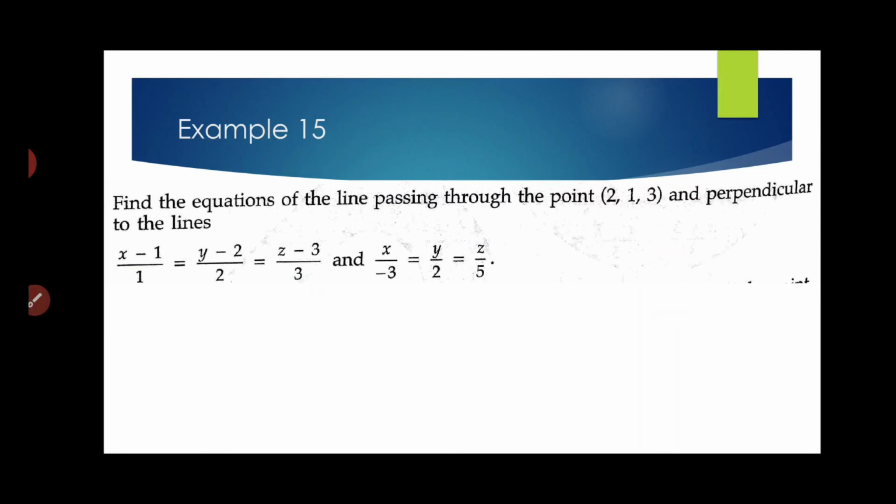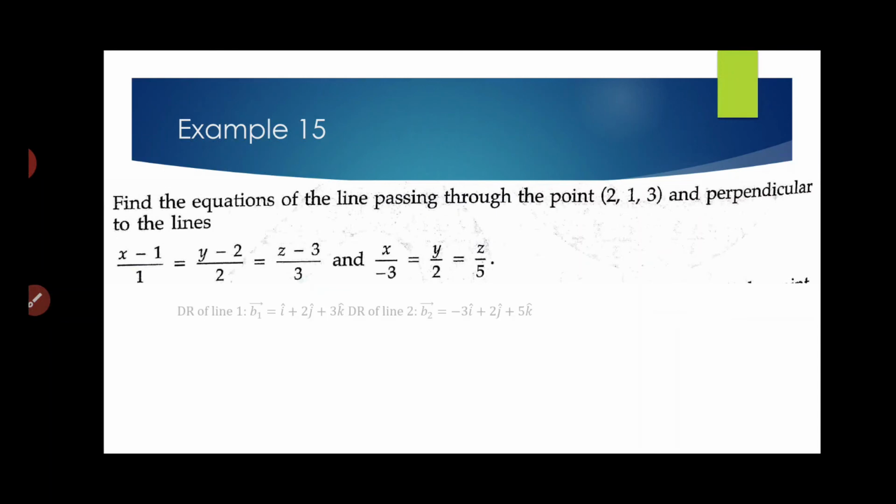Next, find the equation of the line passing through the point 2, 1 and 3 and perpendicular to the lines this and this. Now here, you are given that the straight line is passing through a single point, and also that it is perpendicular to two lines. Now I know that if anything is perpendicular to two vectors, then that is basically the cross product of the two vectors. So the direction ratio of the line which we are going to find out must be the cross product of the direction ratios of the two lines which are given. Then only the third line is going to become perpendicular.